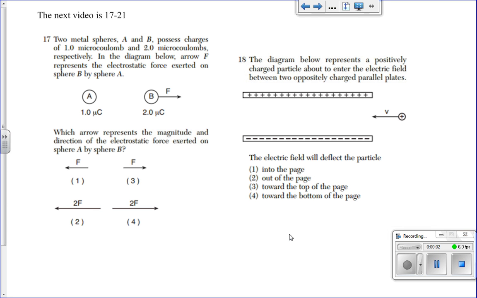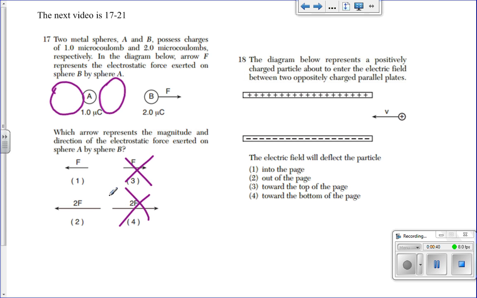Okay, in number 17, they try to talk to you about a couple charged spheres here, and it's asking to draw the magnitude and direction of the electrostatic force exerted on A by B. So it's what's the force that's on A one way or the other. All right, if we look at B, we notice that this force is pointing away. So that means that these two spheres must be repelling each other. Plus, both of these numbers are positive. So we need a repelling force. So that cuts out this, that cuts out this.